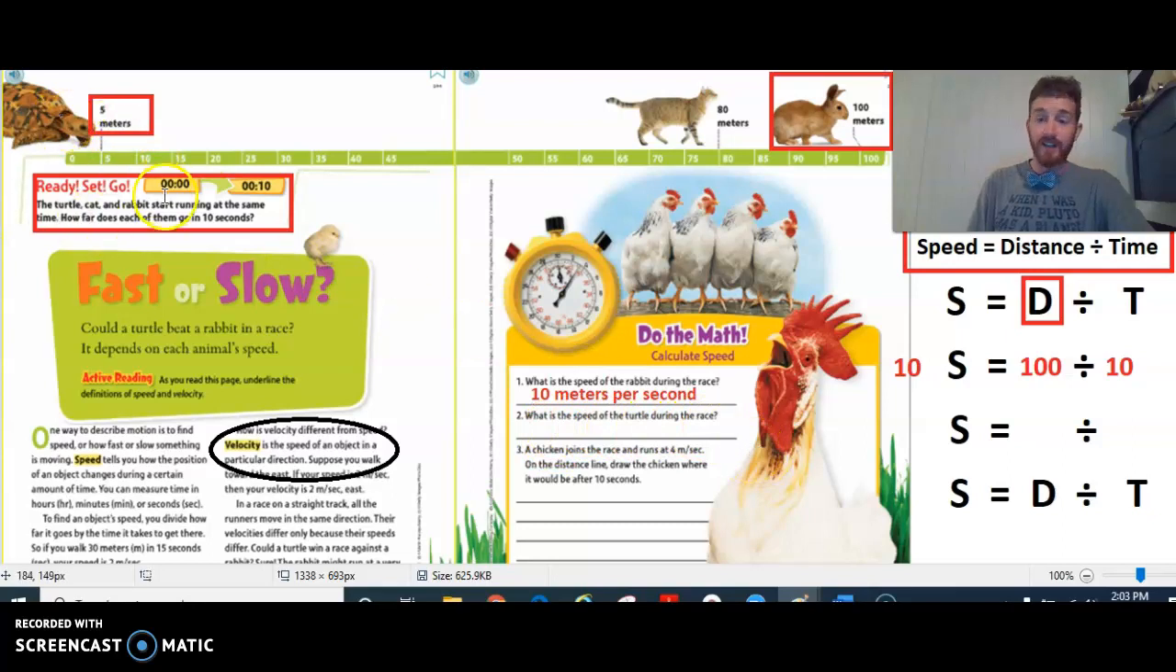Now this one kind of gets us into some decimals work because we have a slow turtle, much slower than the rabbit. The distance the turtle goes is 5 meters. So we're going to put in a 5 here for our distance. And then the time, again, is still 10 seconds. So we're going to do distance, 5, divided by time, 10.